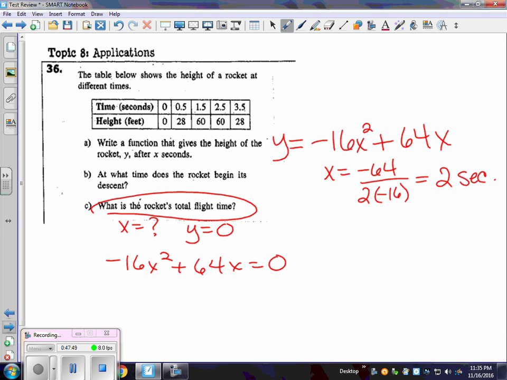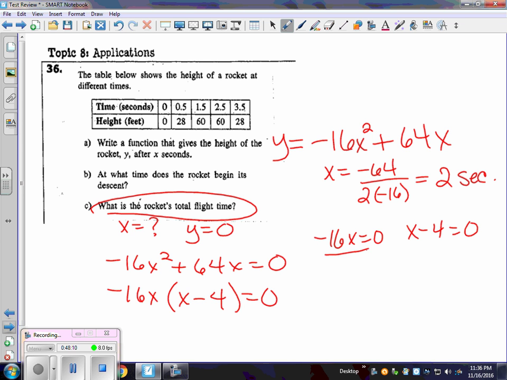Now you can factor this by taking out a negative 16x first. That would leave me with x minus 4. So we've got negative 16x equals 0 and x minus 4 equals 0. Over here, when you divide, you get x equals 0. Well, that's when the rocket started. It started from the ground. Over here, we get x equals 4. So it took 4 seconds for it to land.